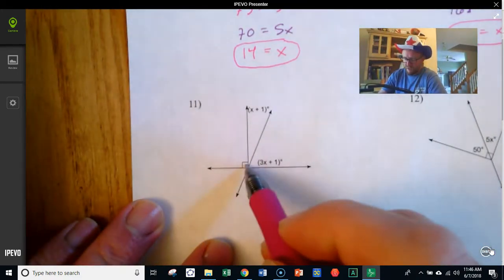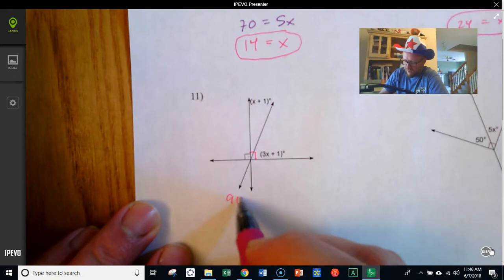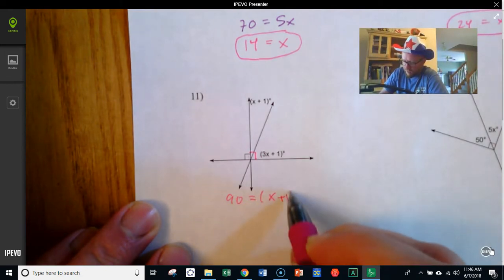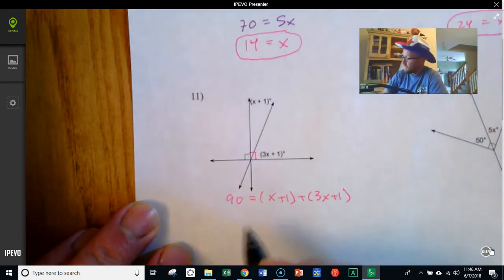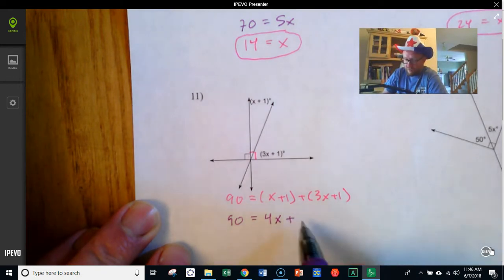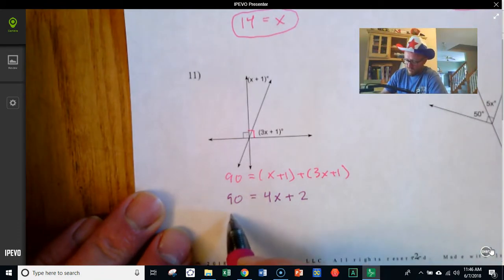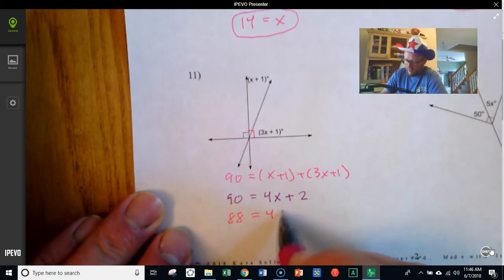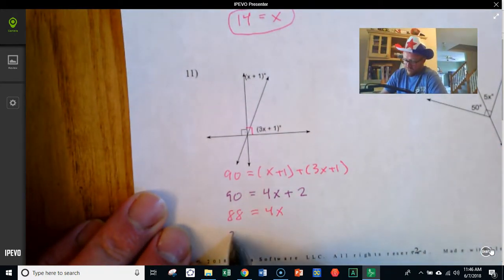Next up, these two, since that's a right angle, these two angles here must add up to 90. So we start out with 90 being equal to x plus 1 plus 3x plus 1. So 90, we'll combine like terms. I got an x and 3 more x. That gives us 4x. Plus, I've got 2 ones, so that's 2. Now I'm going to get the 4x by itself, so I'm going to take this 2 away. So I have to do it on both sides. So that's 88 equals 4x. And then I'm going to divide by 4 to get the x by itself, so that is 22 equals x.